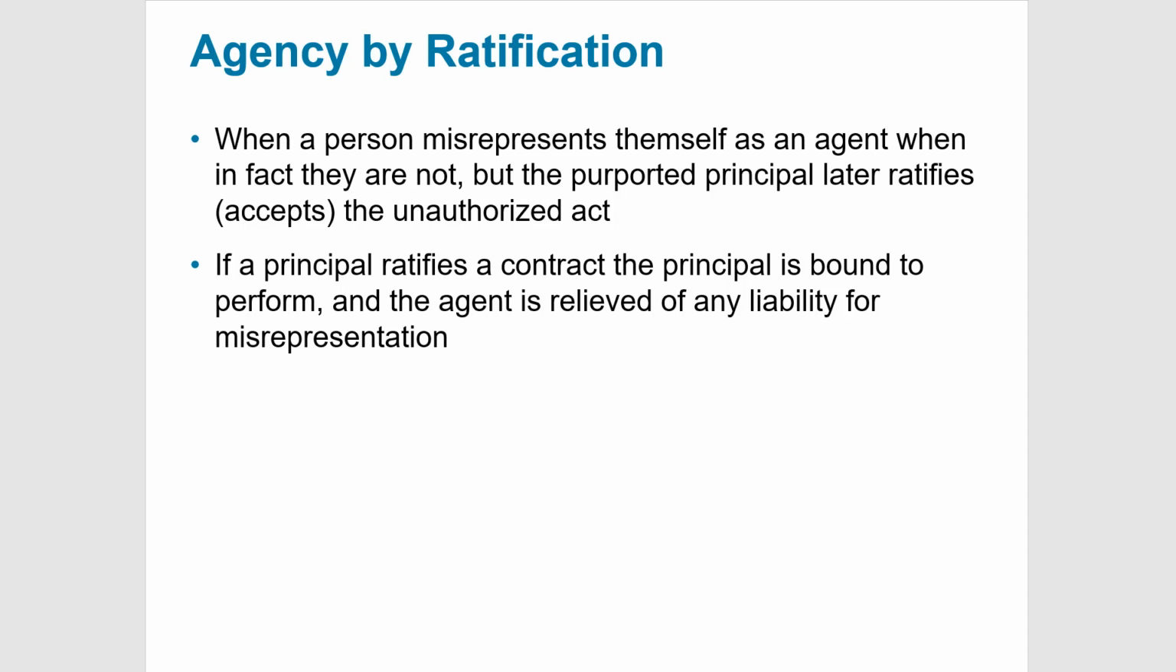So I find out about it, and if I don't like the deal, then I can hold my employee liable for doing this bad deal. But if I like the deal, if I think they were actually right and I would be a fool to undo this deal, I can actually ratify it. The agent would no longer have any liability for misrepresentation. I would then be bound to the contract.